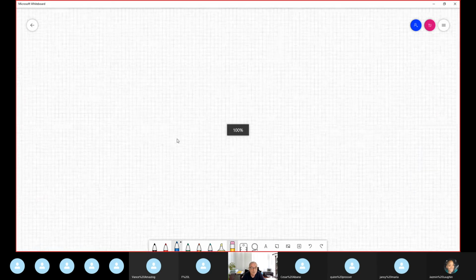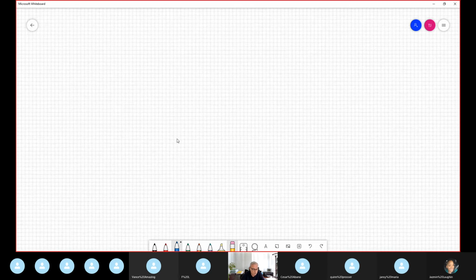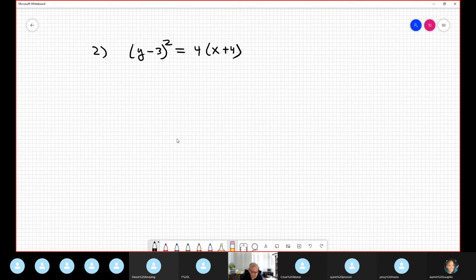Question 2. Question 2 is: find the vertex, focus, and directrix, because they are talking about a parabola. What kind of parabola? Let me see. The equation is (y minus 3) squared equals 4 times (x plus 4). This is our equation. It's a parabola, and they want to find everything.